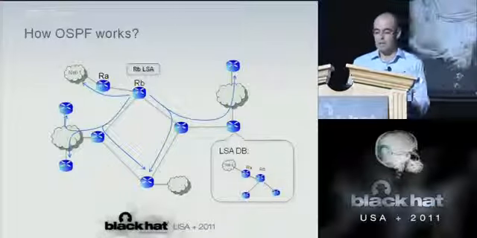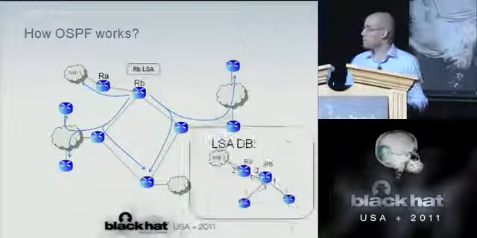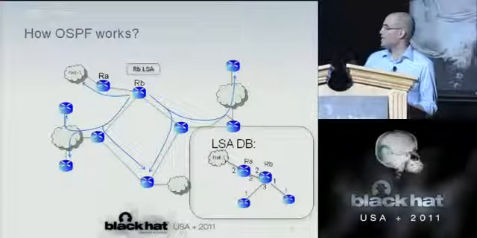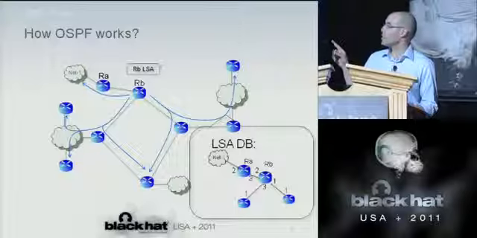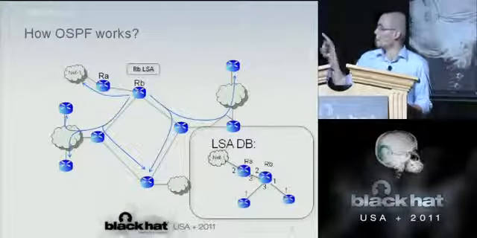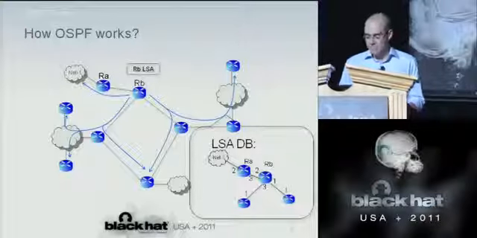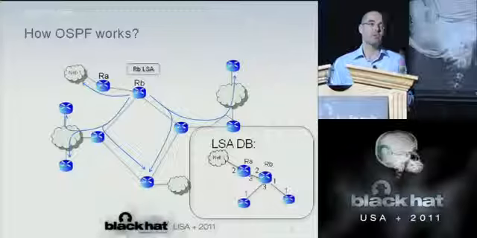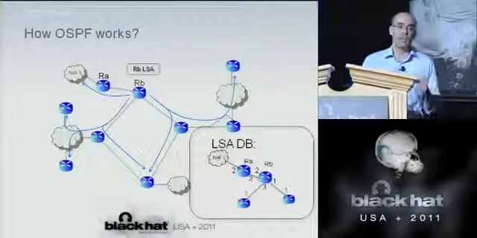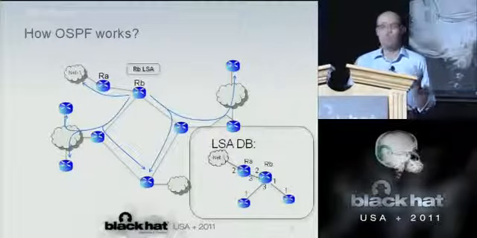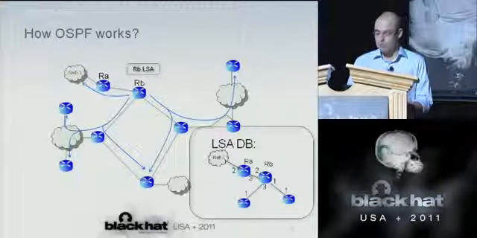Now, in addition to the links, there are also costs associated with each and every link. This means that RA tells us that it's connected to RB, and the cost is 3, and the cost from RB to RA is 2. Based on this view and these costs, the router now calculates the least cost path from it to each and every other destination in the autonomous system, and this is how a routing table is constructed.